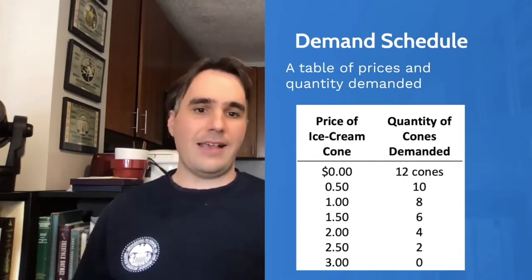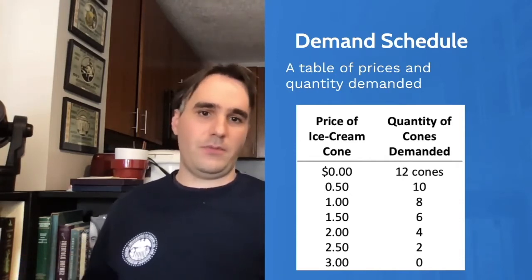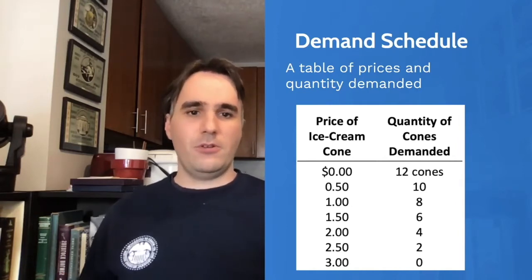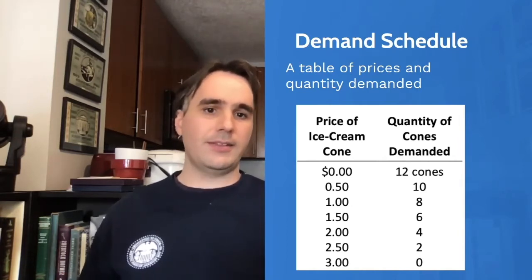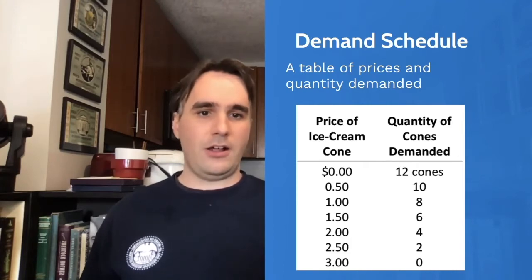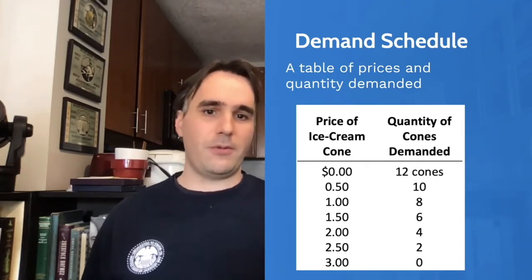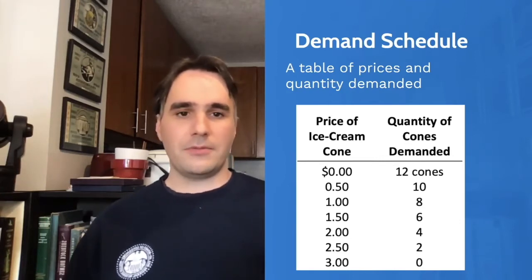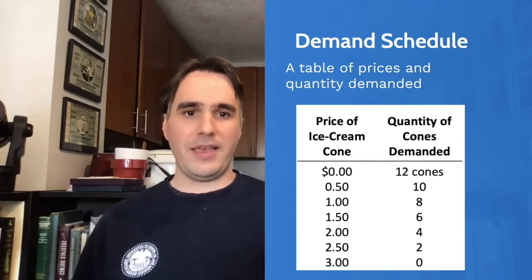And we can ask the same question. For instance, if the price of the ice cream cone was $2, how many would you want? Oh, I'd want 4 ice cream cones. We could also ask, what would the price need to be for you to want to buy 8 ice cream cones? Well, we look at the table, we find in the quantity column 8, and we find the associated price of $1. So yeah, demand schedules. It's just the basic table of demand.